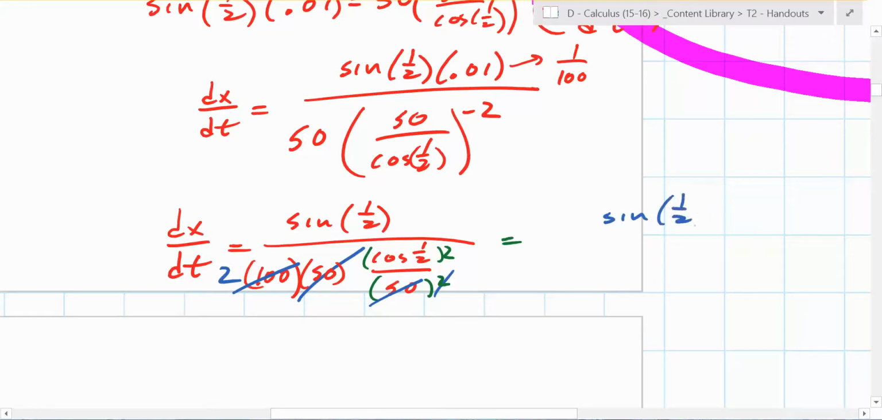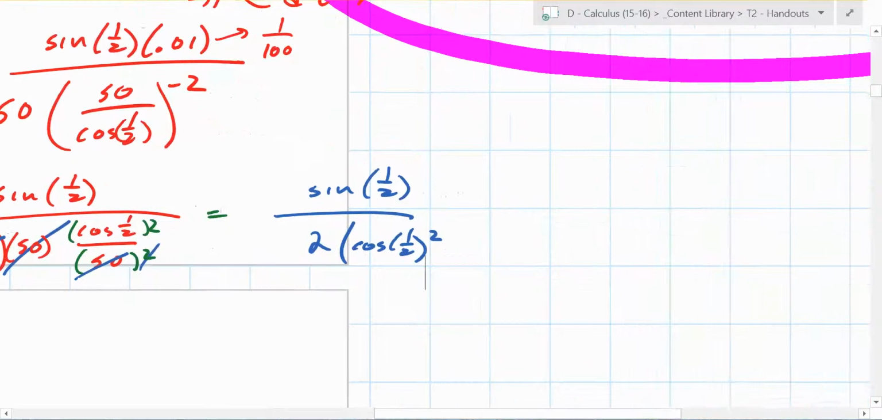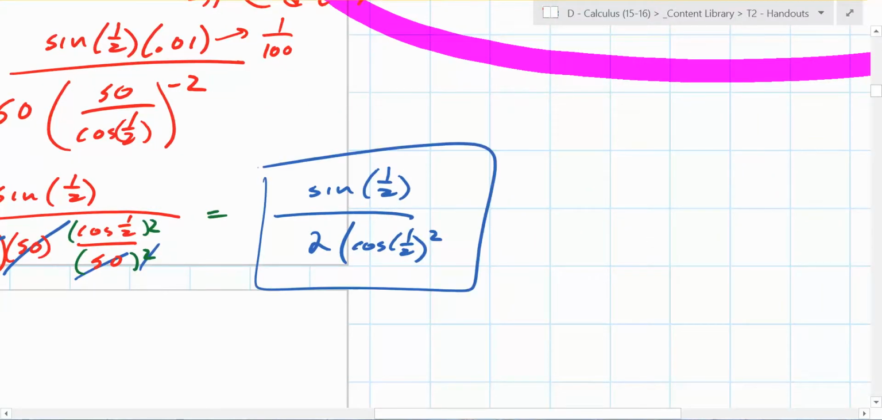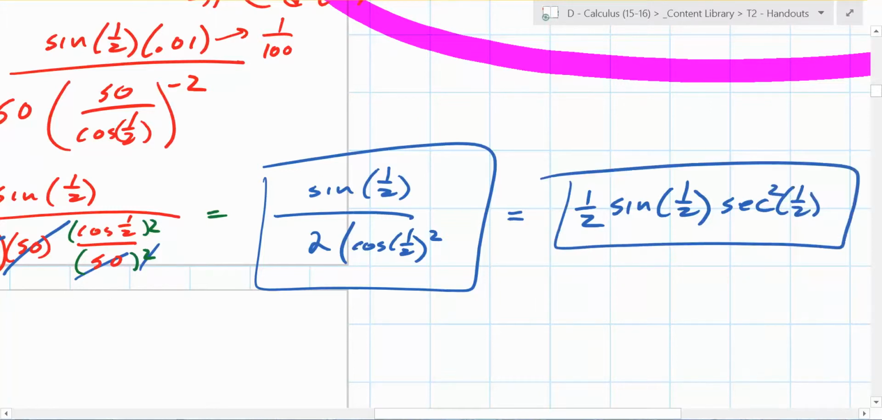Sine of 1/2 over 2 times what? Cosine 1/2 what? Squared. So now this is pretty simple. Now there's a few things we could do at this point. What's sine over cosine? Tangent. And when cosine's in the bottom, that's what? That's secant squared. So if I wanted to write this as most simplified as I could, this would be 1/2 of sine of 1/2, like this, times secant of 1/2 squared, if I wanted to simplify that further.